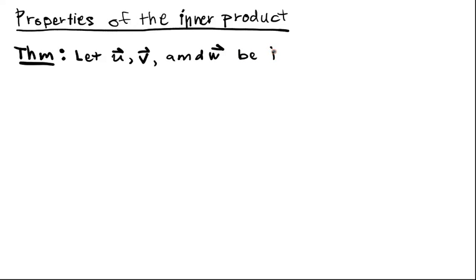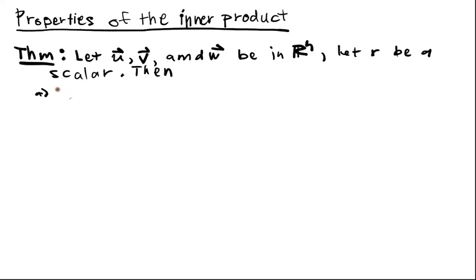So let U, V, and W be in Euclidean n-dimensional space. Let R be a scalar, so a scalar is just a real number. Then, first of all, we have that U inner product with V is equal to V inner product with U.